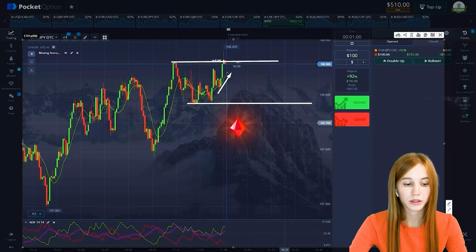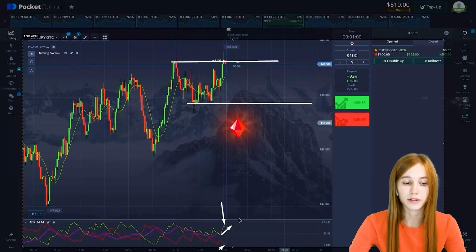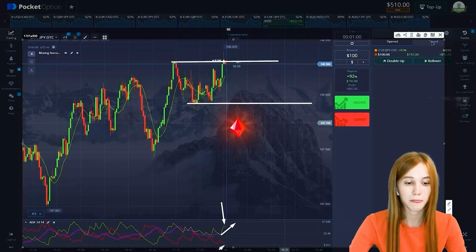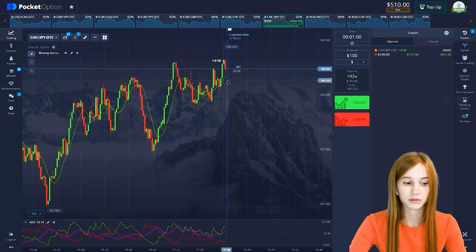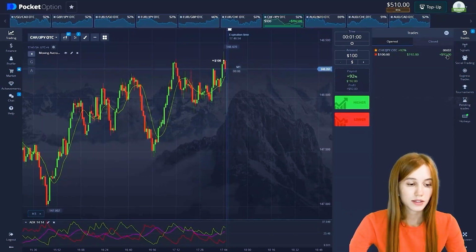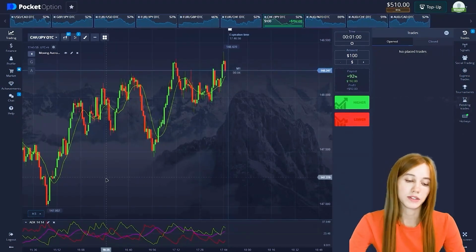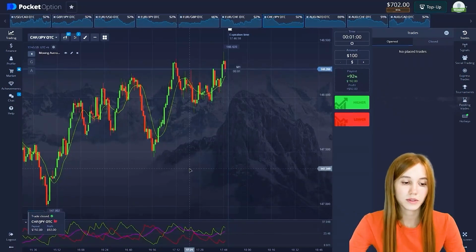Also, if we look at ADX, the red line has leveled off. On the contrary, the green line began to fall down. The intensity has started to increase. Let's see. The drawdown has begun. 2 seconds, 1, plus deal, good, profit is also $92.